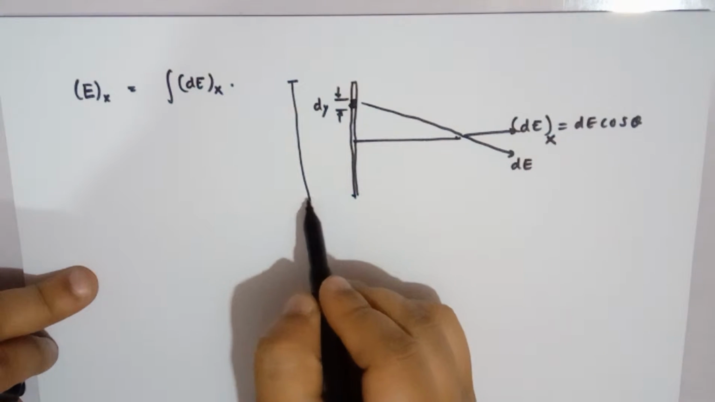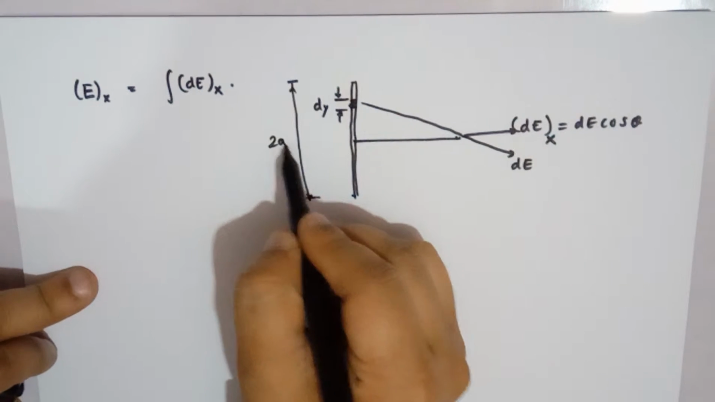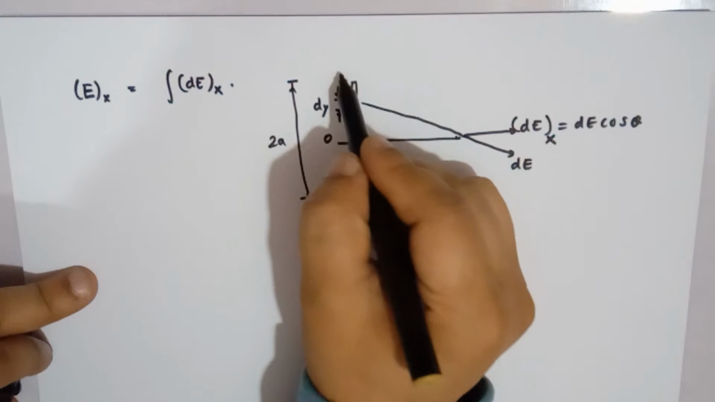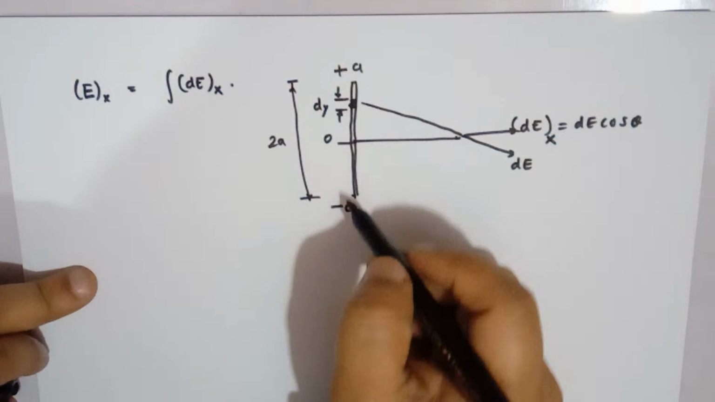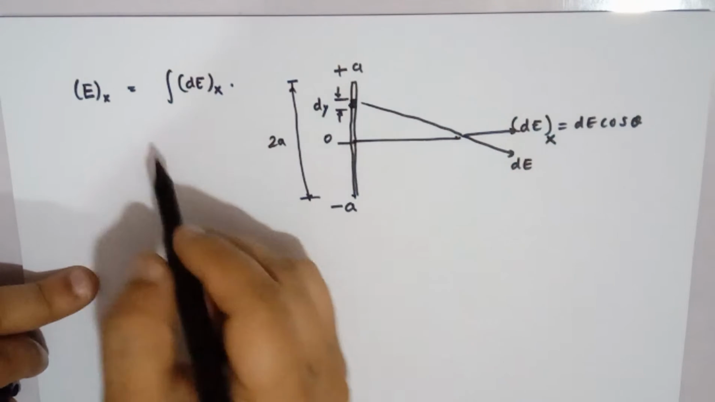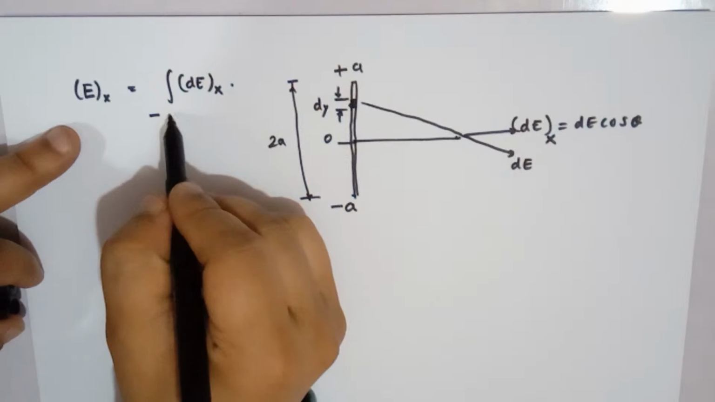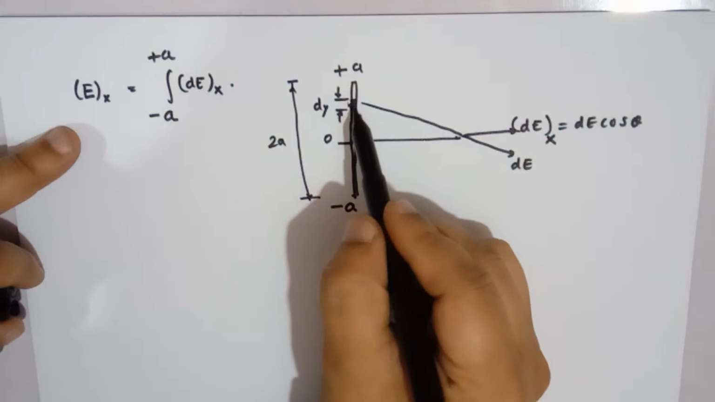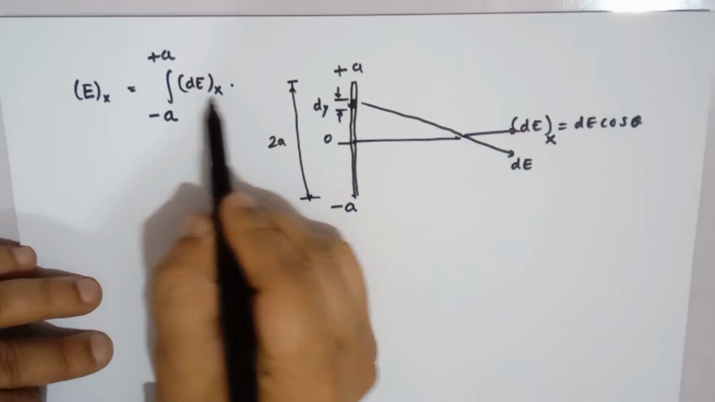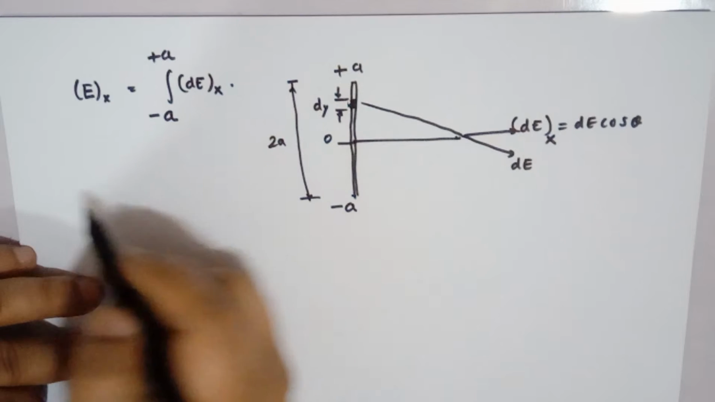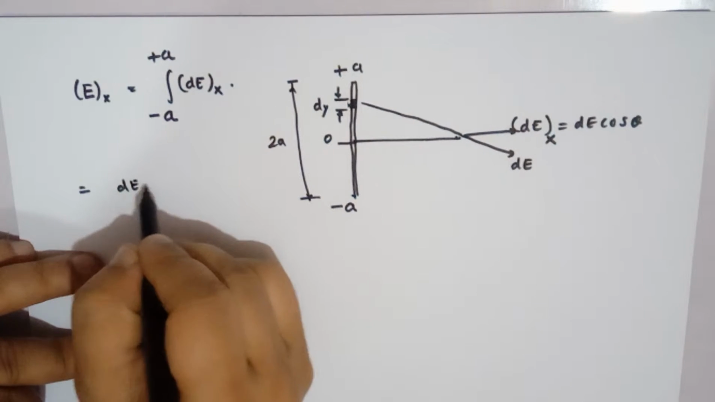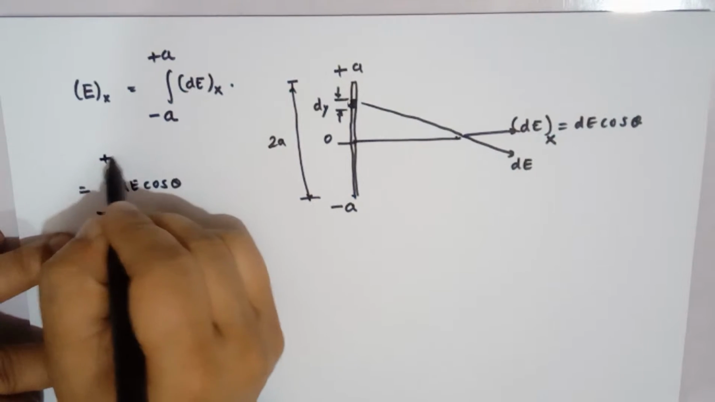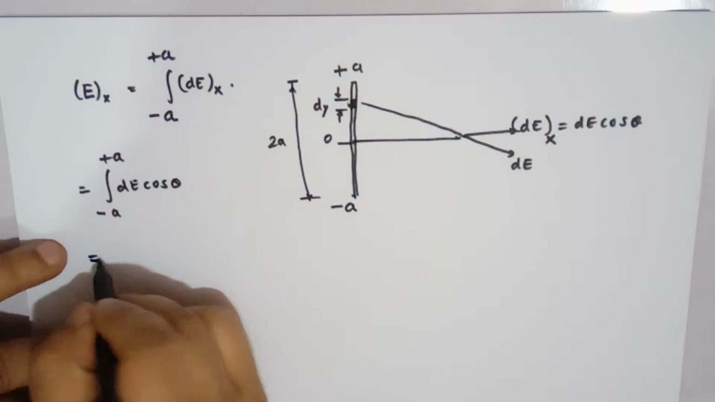And if this length is 2a, so if the middle is 0, suppose, then that should be minus a and that should be plus a. So the length is from minus a to plus a. Basically the limit should be from minus a to plus a, and that is because of this particular portion only. So you just have to put this value here, and dx is basically dE into cos theta, and the limit is from minus a to plus a, right? So you have to put these values.